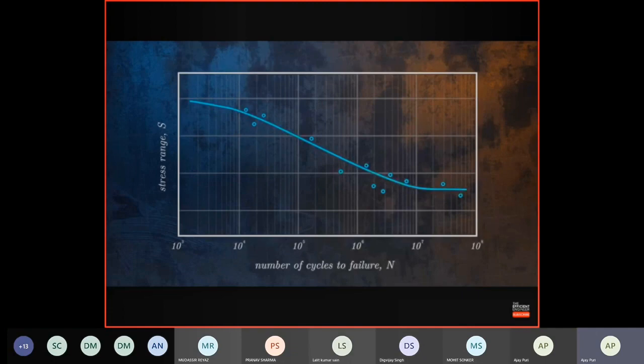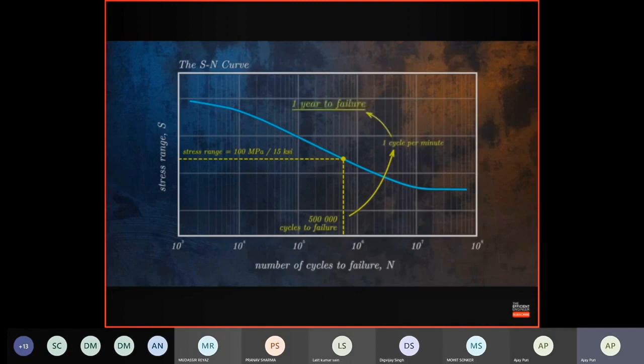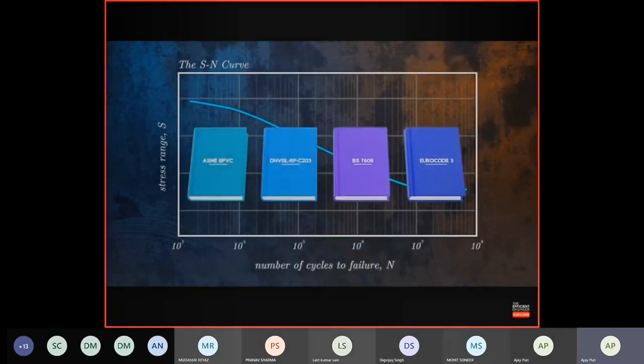The SN curve allows you to calculate the number of cycles until a component is likely to fail for a given stress range. For example, if we have a stress range of 100 MPa or 15 ksi, this SN curve tells us that the number of cycles to failure is 500,000. If we know that our component is subjected to 1 cycle per minute, we could predict that our component will fail due to fatigue after approximately 1 year. Fortunately, we don't have to perform these time-consuming fatigue tests ourselves. SN curves for many different materials are already published in different engineering codes.